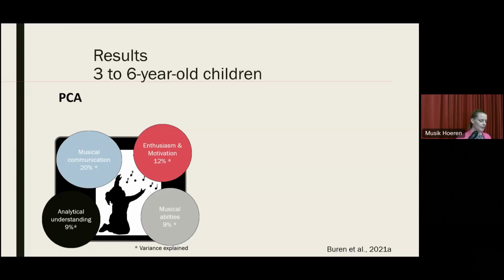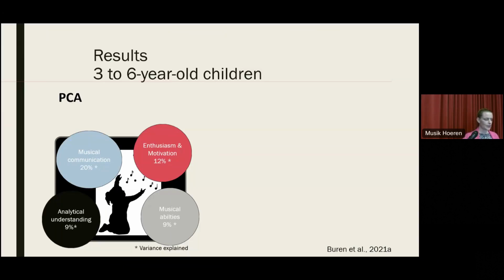These factors can be understood as follows. Musical abilities is what we all probably know from music ability tests, so it's singing and rhythmic tasks and all that, or rhythmical behavior. Then analytical understanding sums together that children can talk about music, what they have just heard. Is it sad, or is it happy, or is it fast or slow? So they can analyze what they just heard.